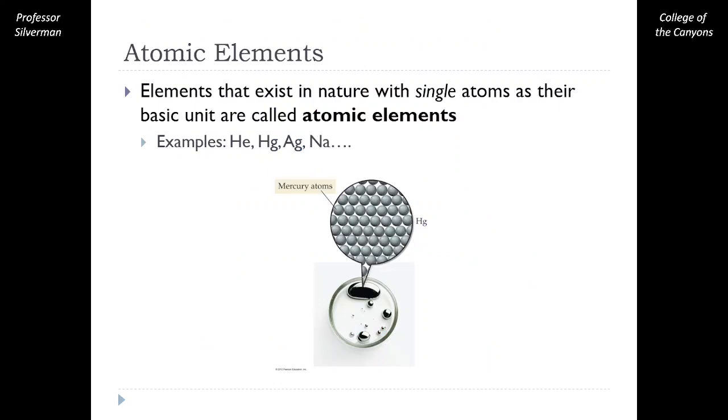Let's start with our elements. The elements show up on the periodic table, and some elements exist as just single atoms, maybe in the form of a solid or a liquid or a gas, but the simplest unit is just a single atom. In our picture, we can see mercury as a liquid. We have those atoms packed together but able to move around past each other. But our smallest unit is just a single atom.